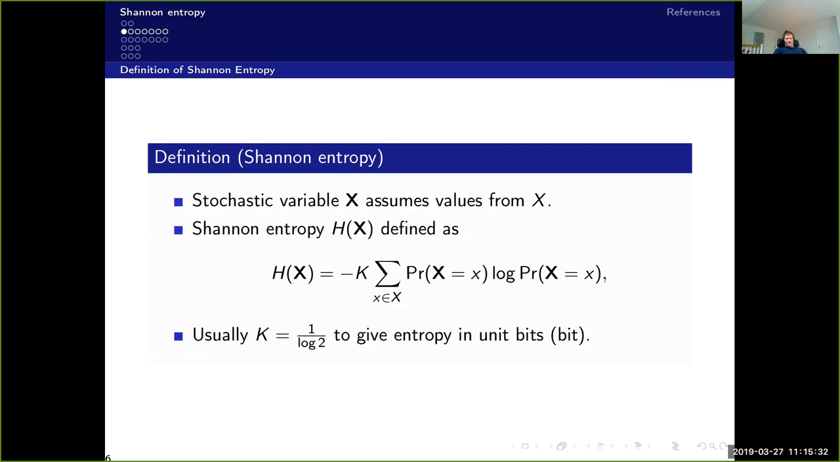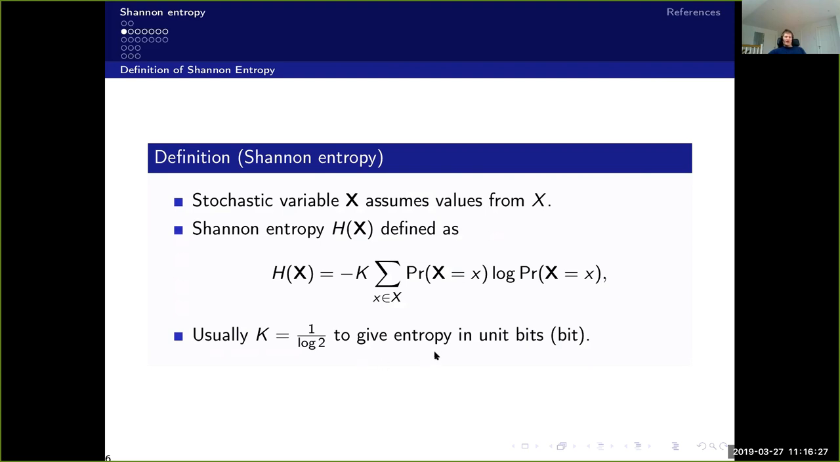So Shannon entropy is defined as follows. We have a stochastic variable X, which assumes values from some set 𝒳. Then we can define Shannon entropy, usually denoted as the function H of the stochastic variable X. We define it as this sum. Basically, what we have here is a constant factor k. That one is usually chosen to be 1 through the logarithm of 2, and this basically controls which unit we get, and most often we are interested in giving it in bits, so usually this one is 1 through the logarithm of 2.